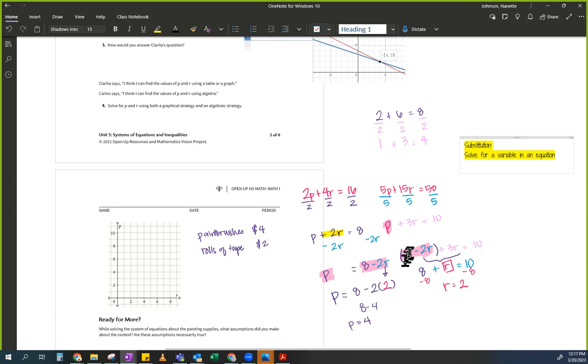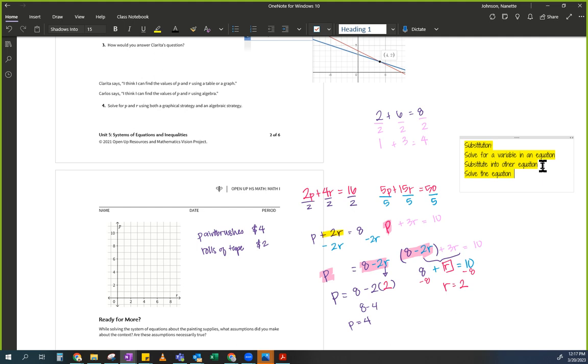We substituted, right? We went right here. We substituted into the other equation. Once we substituted, what did we do from here to here? Yeah, we solved again. Solve.